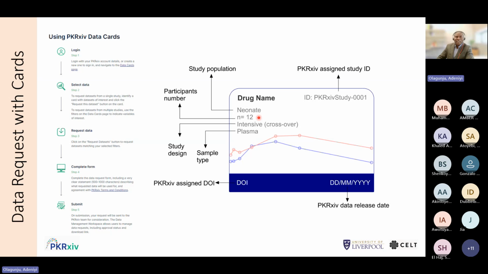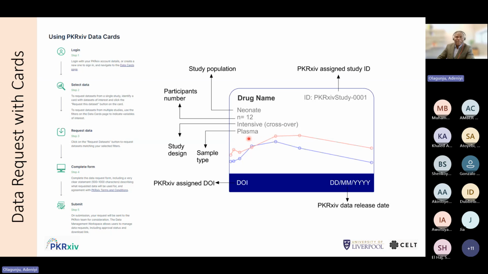After that, you see the participant number. In this case, there were 12 participants. Next is study design. For this example, the study design was an intensive PK study, crossover study. You could find another example with intensive parallel. If you're familiar with the design of PK studies, you would understand the differences between crossover and parallel studies.